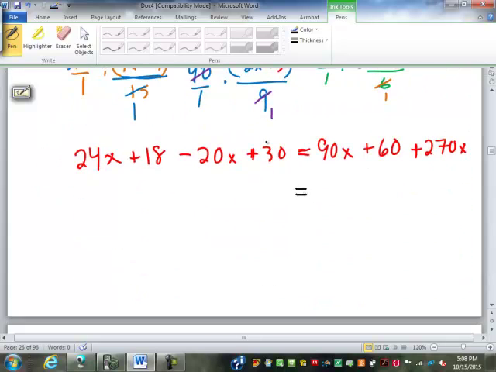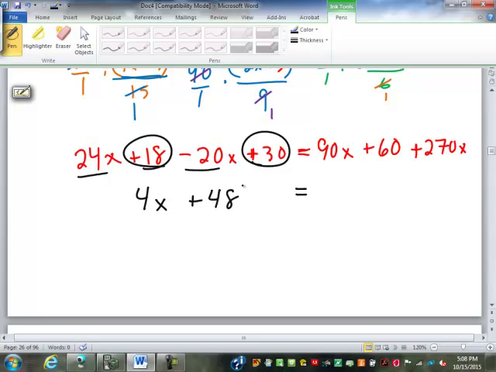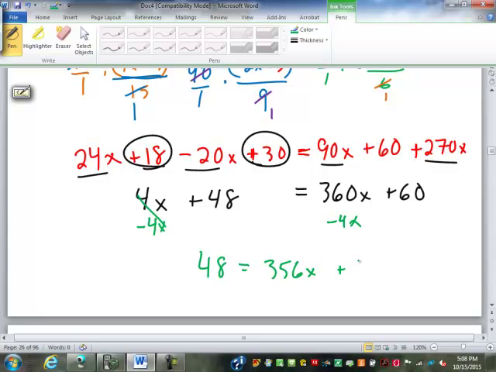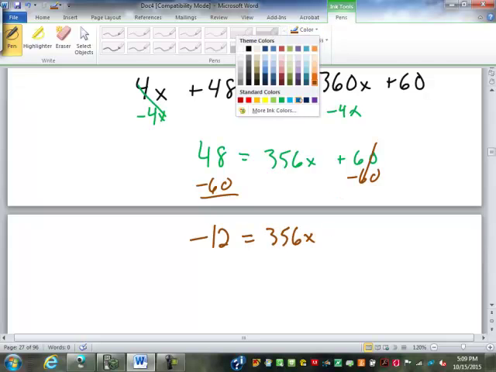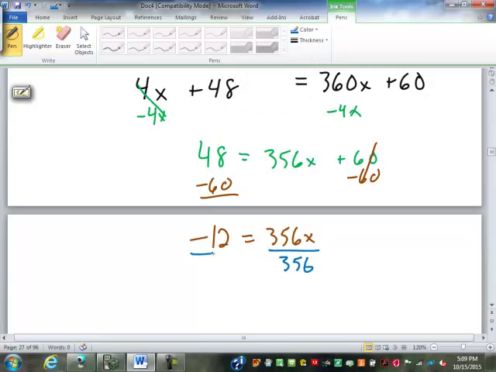On the left side, what do we combine? 24 and negative 20 make 4x. 18 and 30 make positive 48. On the other side, what do we get? 90 and 270 make 360x plus 60. And then subtract 4x. So 48 equals 356x plus 60. And then subtract 60. 48 minus 60 is negative 12, equals 356x. And then divide by 356. X equals negative 12 over 356.